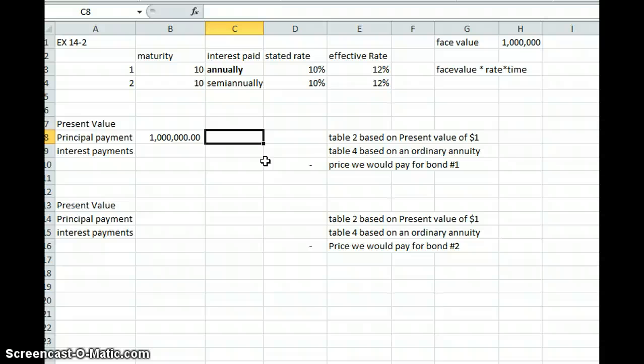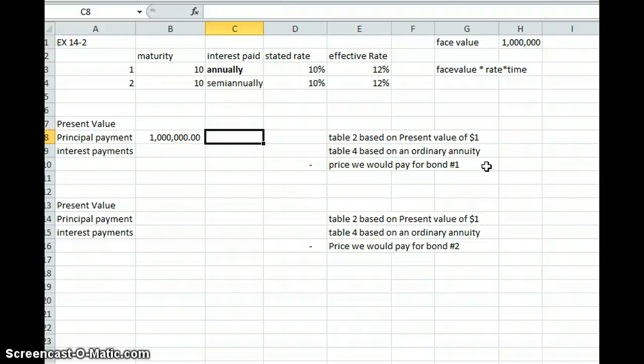If you are using a different text, you can probably find this label, present value of $1. If you don't have a text, you can also calculate the present value factors using Excel or a calculator. We're going to use the table, so we'll turn to table 2.